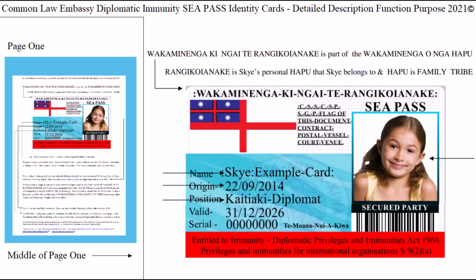Wakaminenga ki nai ki rangi koe anaki is part of the Wakaminenga o Ngā Hapu. The Wakaminenga is a gathering of the tino rangatira of the hapus, and they come together. This is Sky's personal hapu, and it's like an address. It's a family tribe and also ties the people to the land.